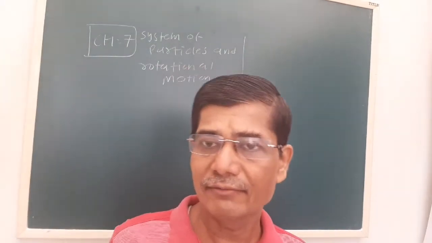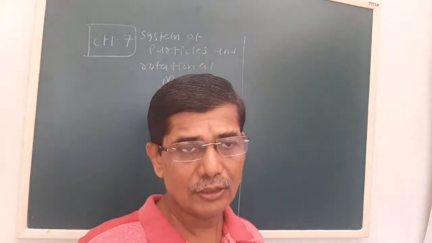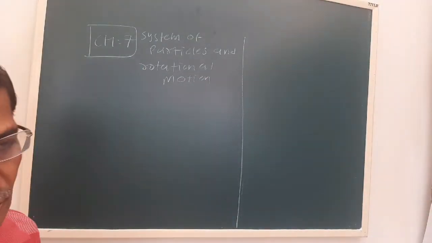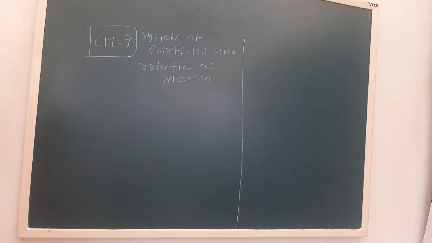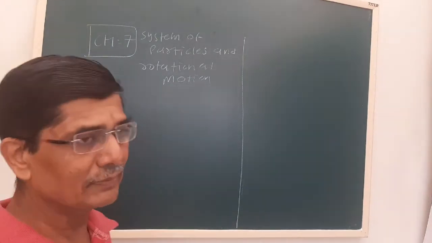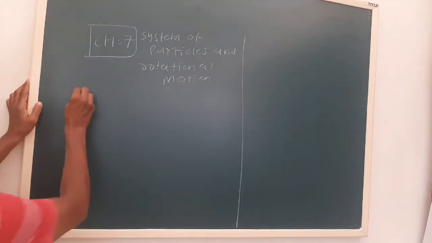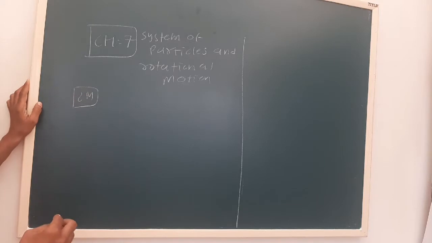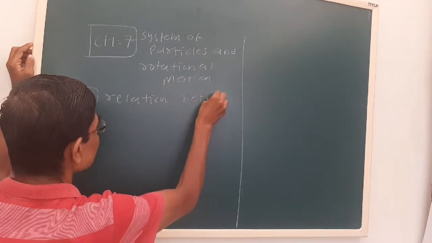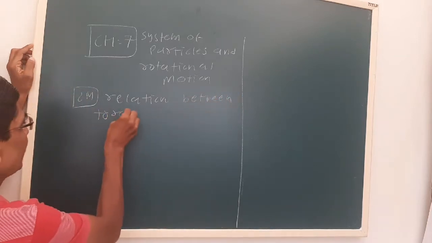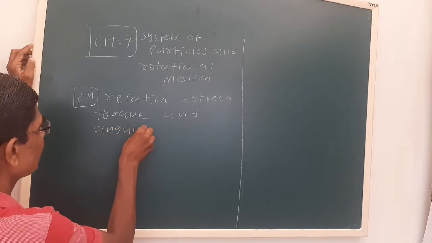Now, in lesson number 5, we talked about linear momentum. Analogous to that is the angular momentum. We talked about angular momentum also. Next is a very important relation, that is the relation between torque and angular momentum. This can be asked in a 2 marks question: relation between torque and angular momentum.